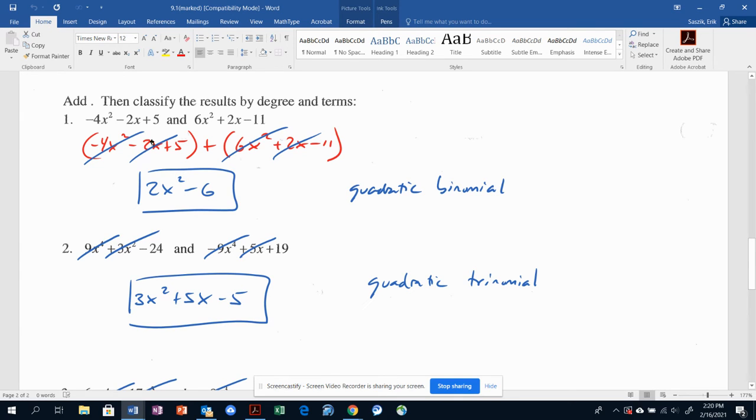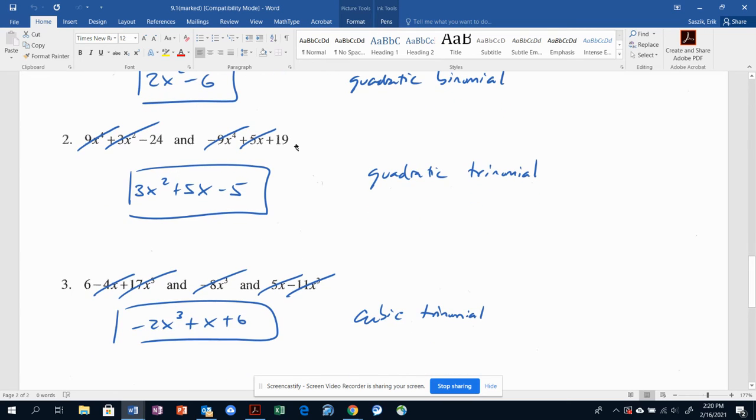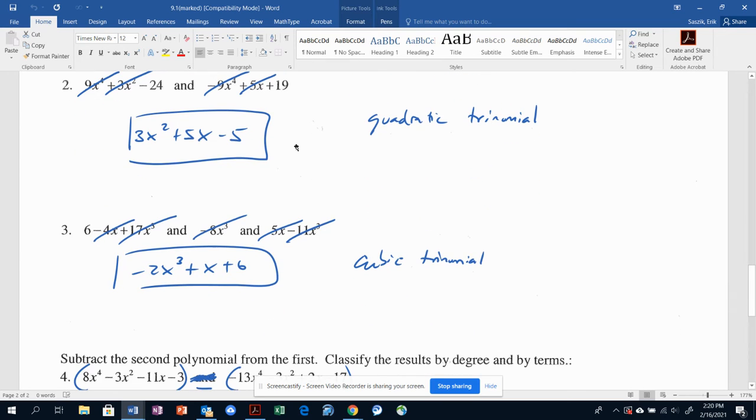Now we go to the next one, the next lowest power, which is this invisible 1. But you see negative 2x and positive 2x, they cancel out. So I don't write x at all. And then the plain numbers, the constants, go at the end. 5 minus 11 is negative 6. And you see that's a quadratic binomial. Classify means to name.